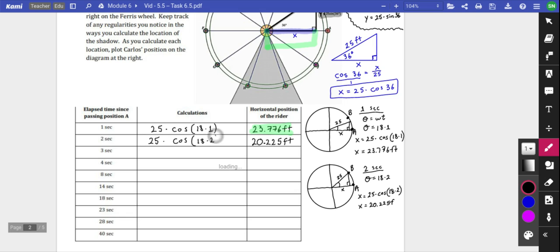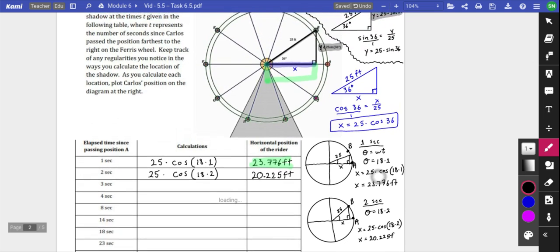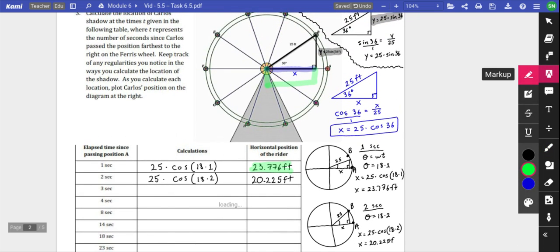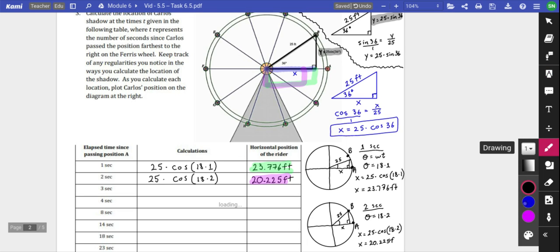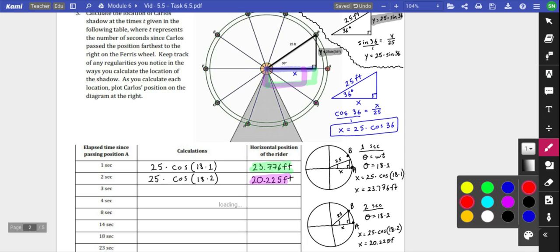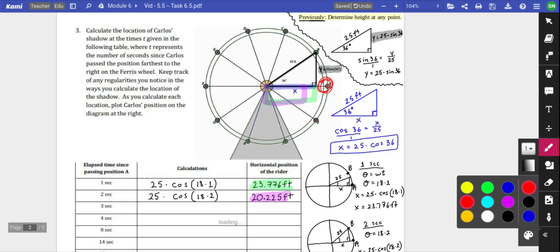So you might wonder, well, how come the more time, the smaller the number that we get for our answer? Well, you have to look at what is happening at the Ferris wheel. We start at point A, which is all the way to the right. That would be at time 0. As we move counterclockwise this way, in 1 second, we would be on this second circle that I'm drawing, which means we are moving to the left. Therefore, we get the 23.776.